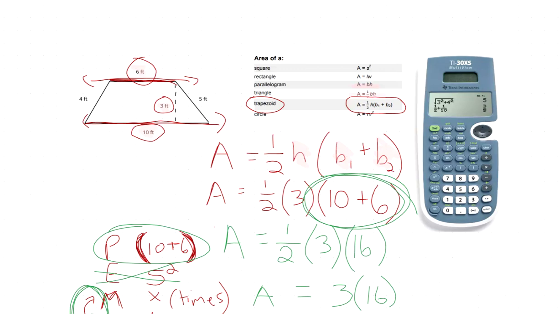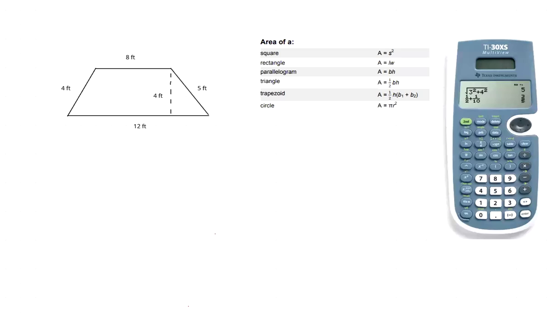Let's try another one. Okay, so first up, what shape are we dealing with? We're dealing with a trapezoid. What's our formula? This big, ugly, nasty thing right here that's really not so hard once we understand. So let's fill in what we know. Area equals, half is given to us. The height, little h, is it 4? Is it 5? This wouldn't be a 4 over here, but it's okay, it doesn't matter. This is the number we're looking for, height.